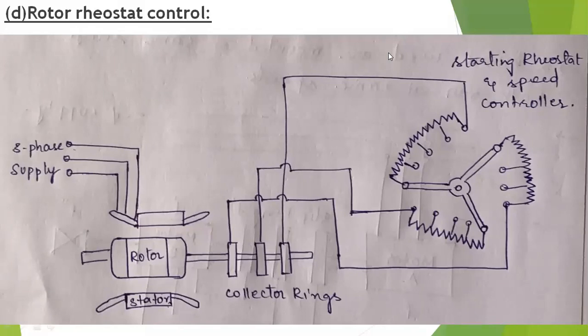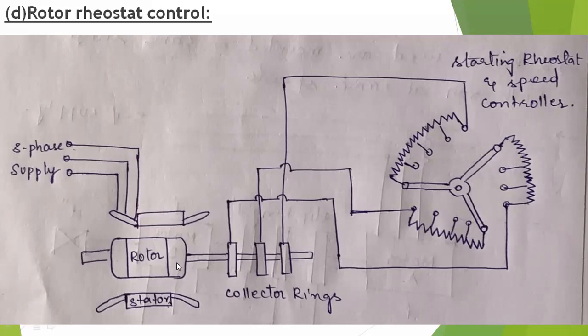In that, the first one is rotor rheostat control. I am showing you the diagram, from which side the control is done. In this method, if you see the figure, it is applicable to slip ring motors only. Squirrel cage type rotors are not used here. Only slip ring motors are used here, and the motor speed is reduced by introducing an external resistance in the rotor circuit.